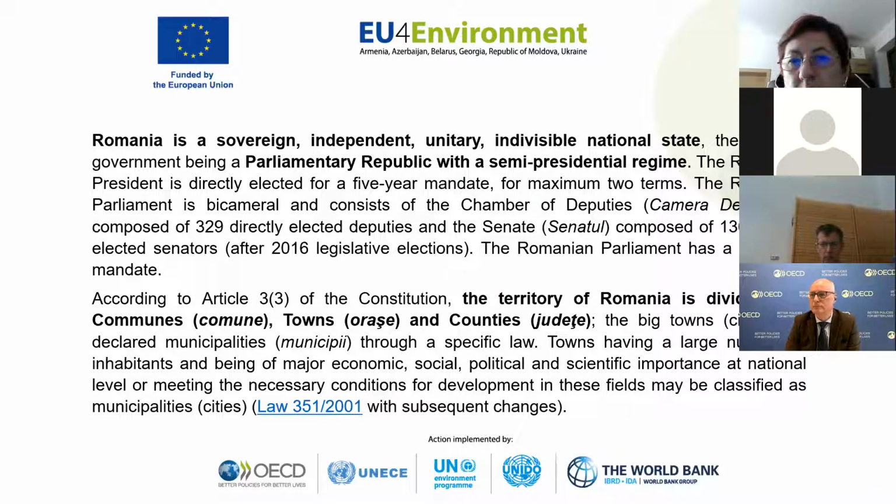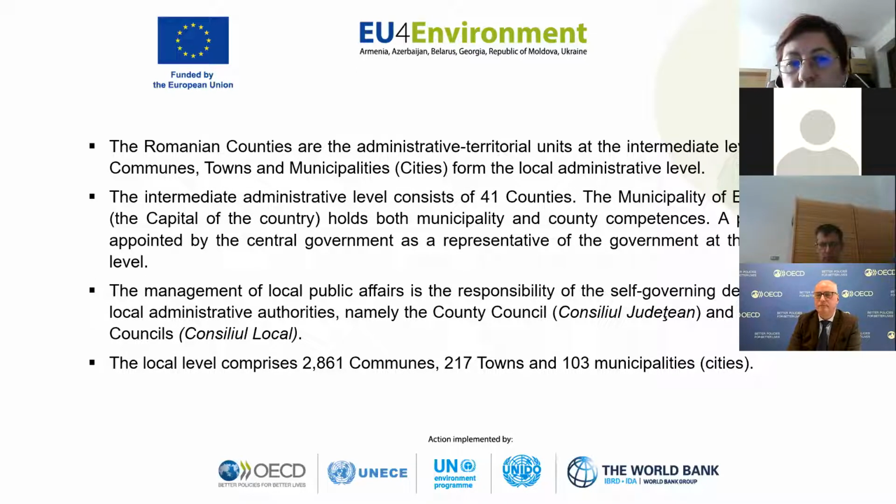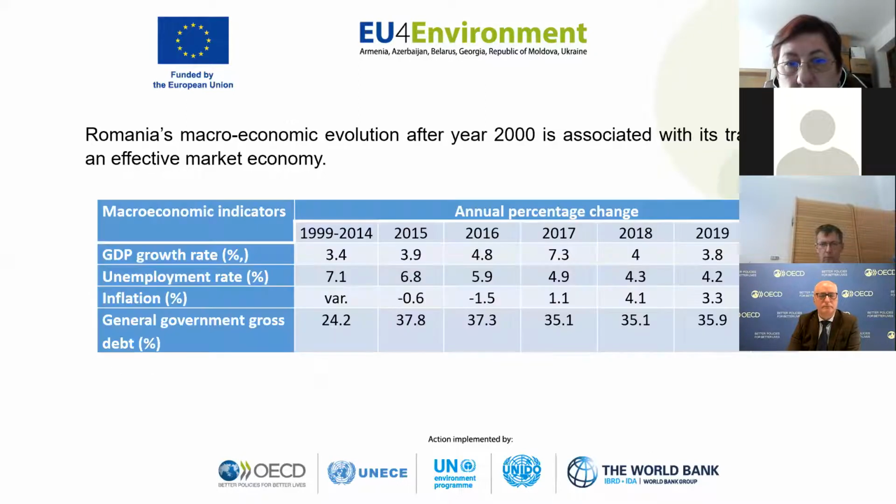Romania is a sovereign, independent country. Our territory is divided into communes, towns, and counties. We have 41 counties, and also the municipality of Bucharest, which is the capital of our country, which holds both municipality and county competencies. So we have 2,861 communes, 217 towns, and 103 municipalities. And you will also see later on that we have almost 13,000 villages. So the rural area is quite extensive in Romania.